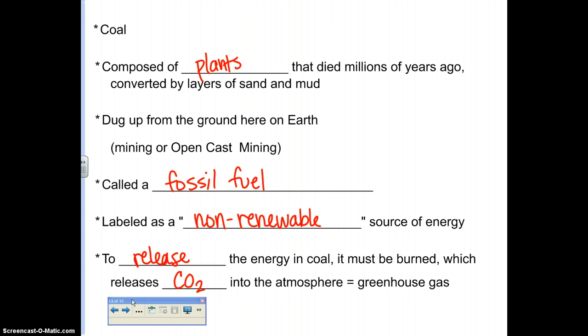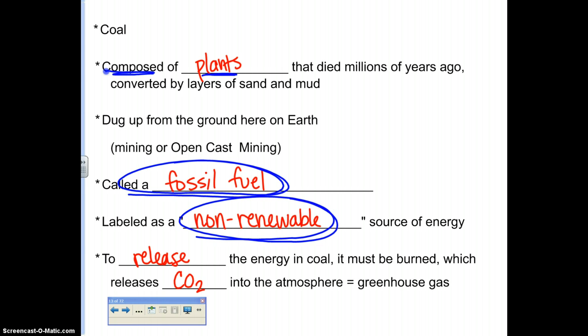Coal. It's composed of plants. Did you know that? Coal is composed of plants that died millions of years ago and were converted by layers of sand and mud. They are dug up from the ground here on Earth by mining or open cast mining, and it is called a fossil fuel for obvious reasons. It is also labeled as non-renewable. Okay, coal is a non-renewable resource.